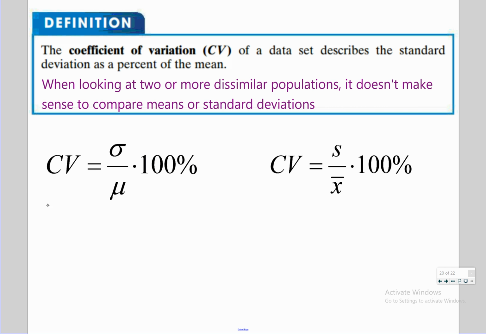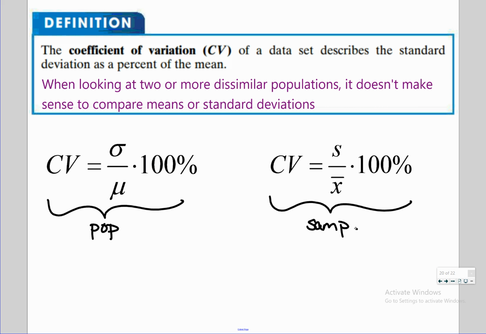This is the notation that you would see if it's a population. This is the notation you would see if it's a sample, but it's the same calculation either way. It's standard deviation divided by mean, and then we really just turn it into a percentage, which is what that times 100% means. Now what this is used for is if we have two data sets that are not alike, like the problem we're about to do, where we're going to compare height to weight.